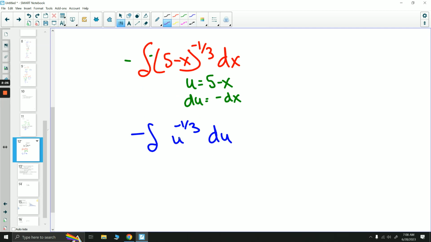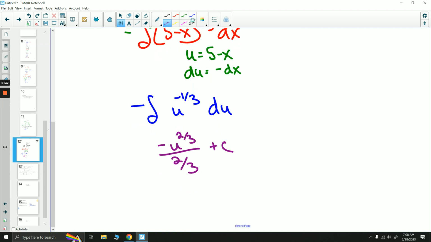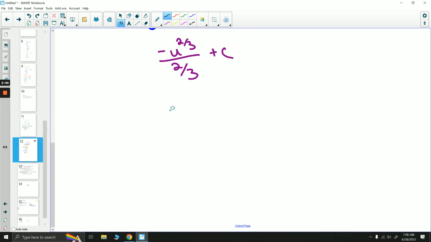Okay, so the integral of u to the negative third is going to be u to the 2/3 divided by 2/3, and we have that negative here, plus c. So that is to say, negative 5 minus x to the 2/3 times 3/2, so I'm going to write that 3/2 like that, plus c. Now, we don't really need the c because we're going to do a definite integral, but I have it just out of habit.